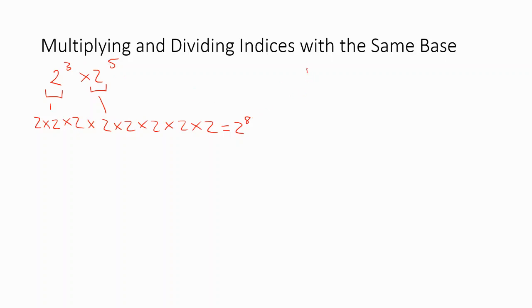So let's write this as a general rule. We can say that a to the power of m multiplied by a to the power of n becomes a to the power of m plus n.